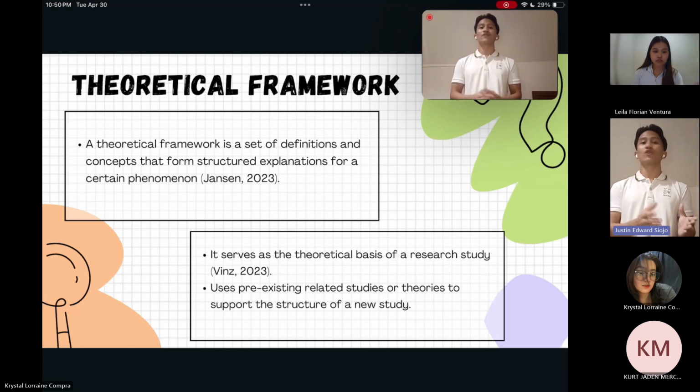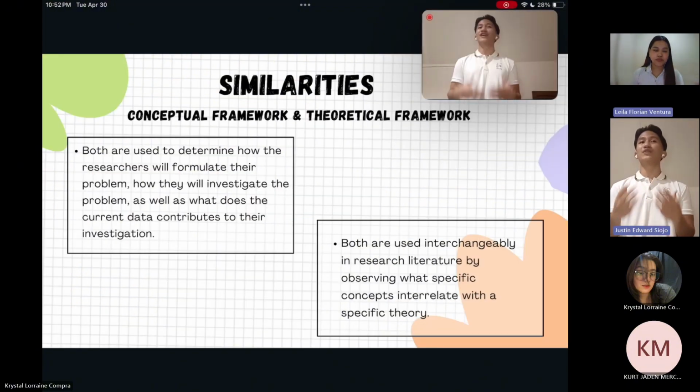Moreover, it focuses more on underlying theories that would explain the phenomenon that is being studied and explain the relationship of the actual variables to it. And now that we have explained the differences between the two, we would now be explaining the similarities between conceptual and theoretical framework.